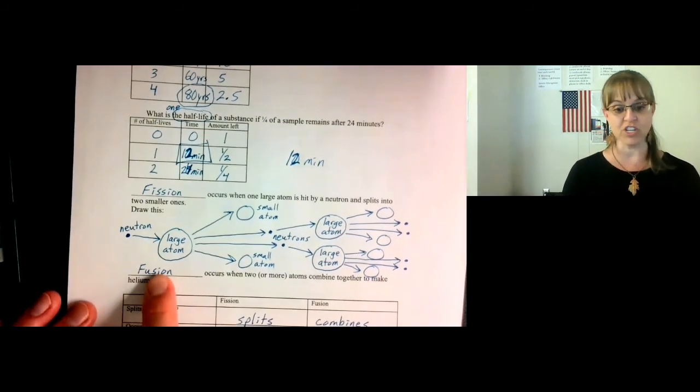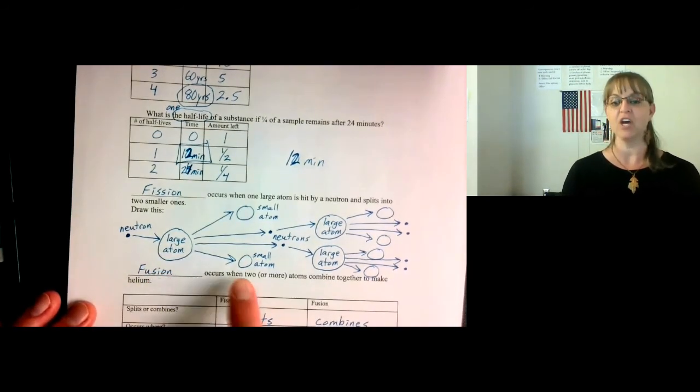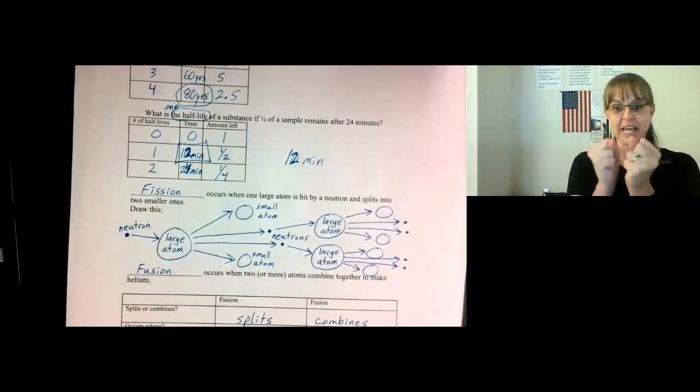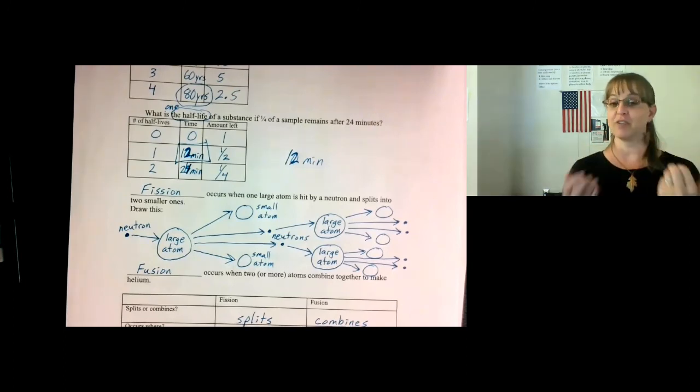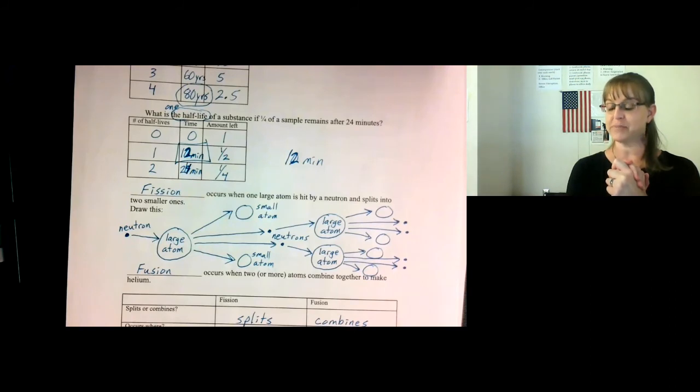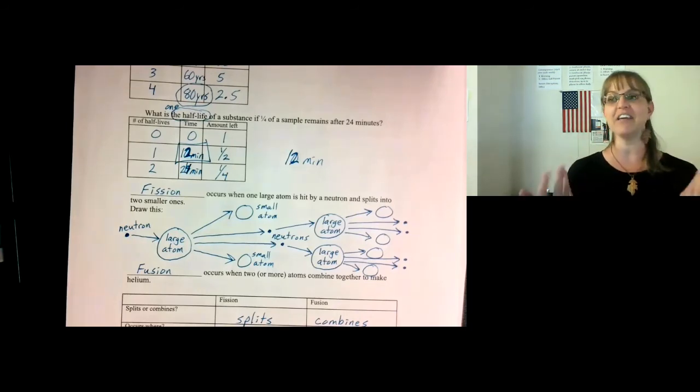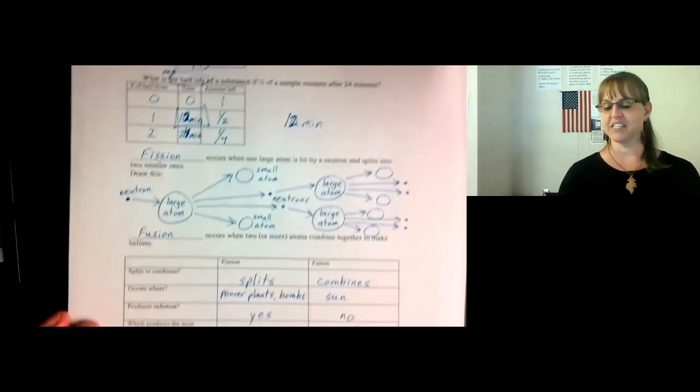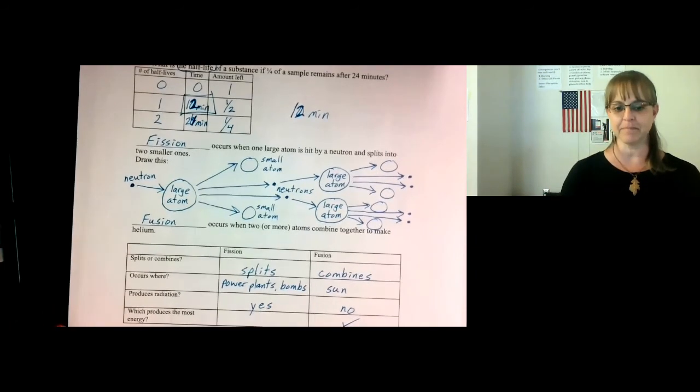All right, fusion is the opposite of fission. You take 2 small atoms and combine them to a bigger atom. For example, on the sun, 4 hydrogen atoms will combine and make one helium atom. And then multiple heliums can combine and make yet another atom. But on the sun, it's hydrogens making helium.